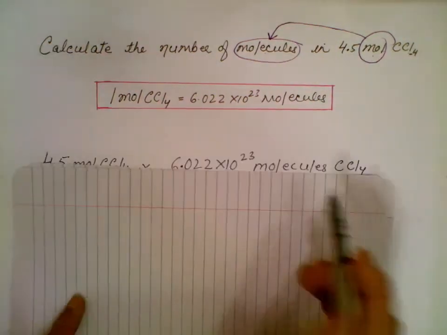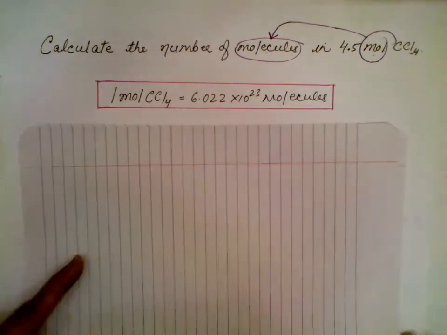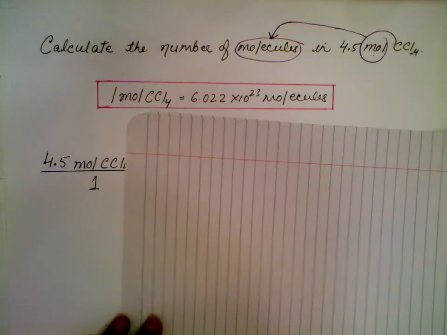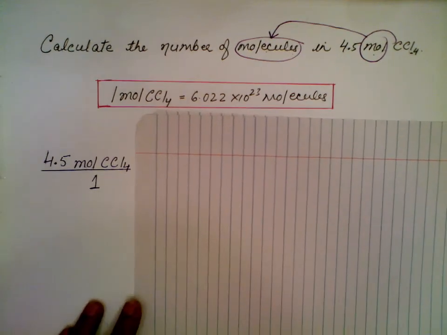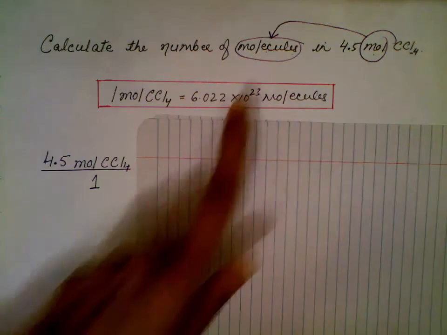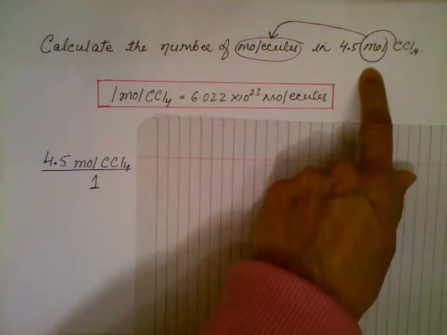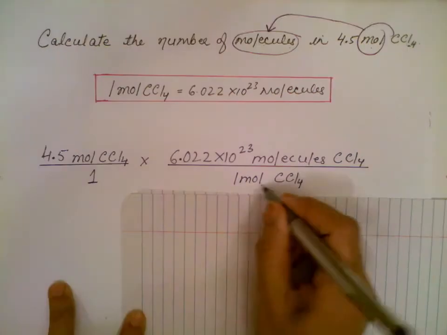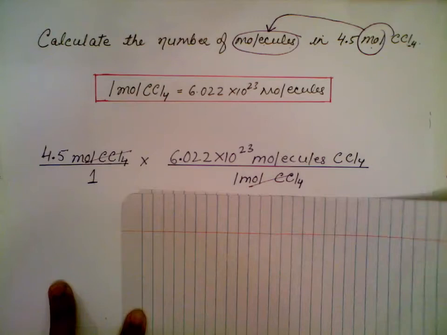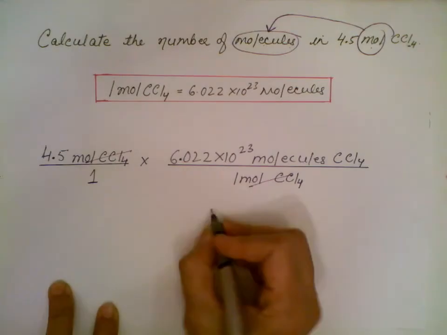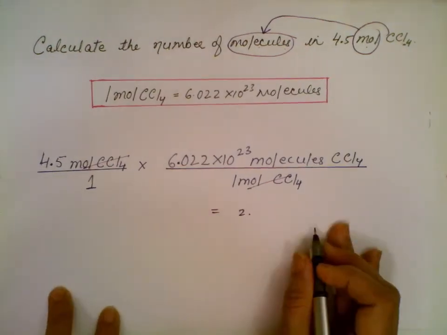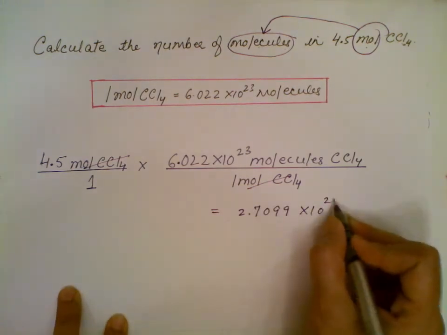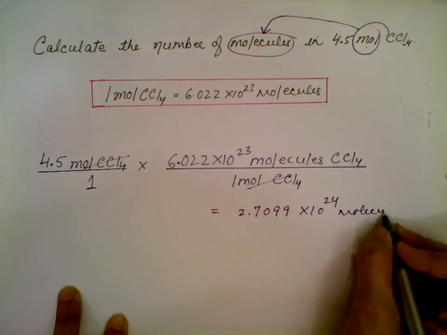So let's start with the given. What is our given here? 4.5 moles. Here you go, and then over 1. Then you pick the fraction where you have molecules at the top, because that is your ending unit, and moles at the bottom. There you go. All right, then next, cancel, and you're going to use your calculator. 2.7099 times 10 to the power 24 molecules.